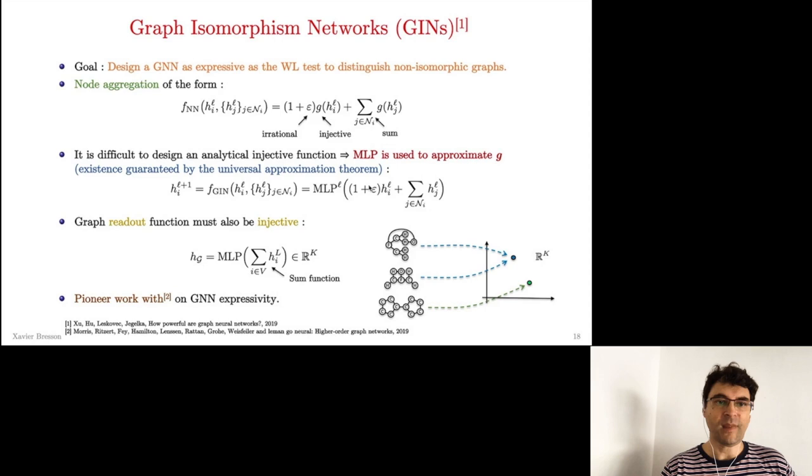So the question now is, can we design a graph neural network as expressive as the WL test to distinguish non-isomorphic graphs? So that was the goal of the graph isomorphism network.